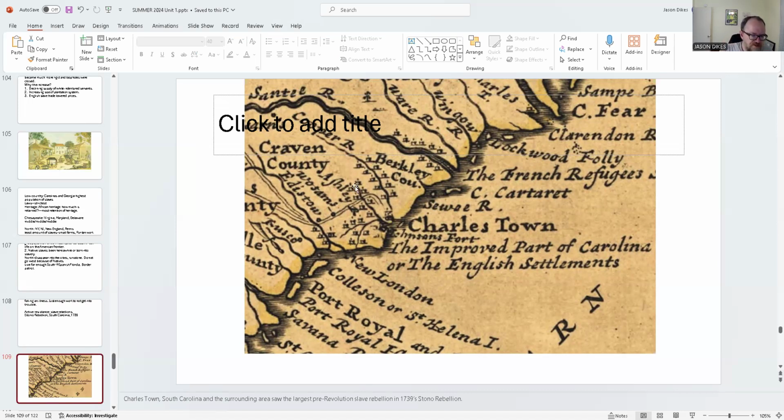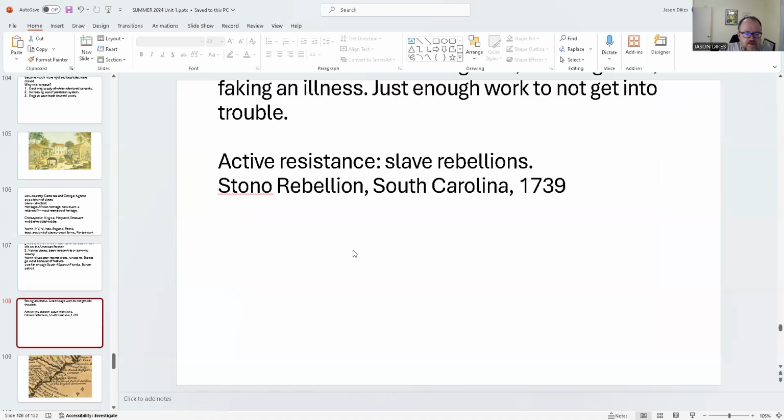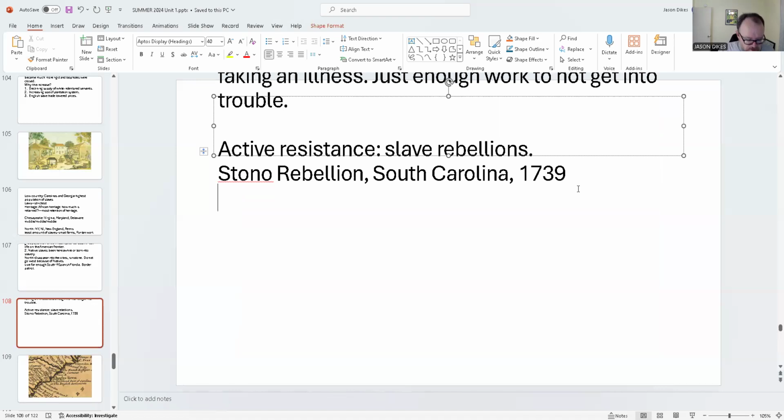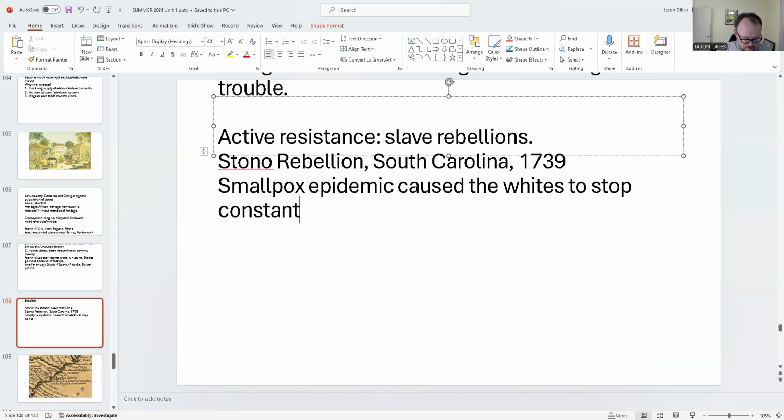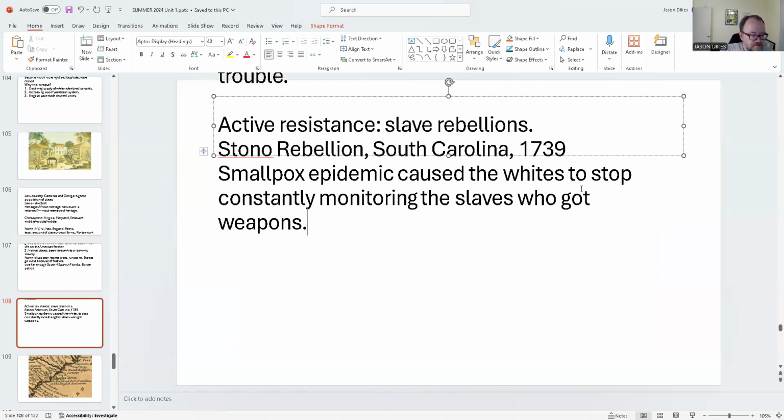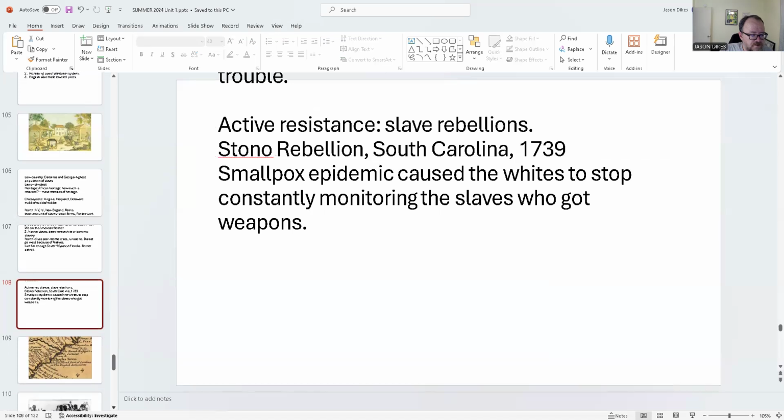It's now, of course, Charleston, but as best as anyone has put together, a smallpox epidemic caused the whites to stop constantly monitoring slaves, got weapons, and let things take their natural course.